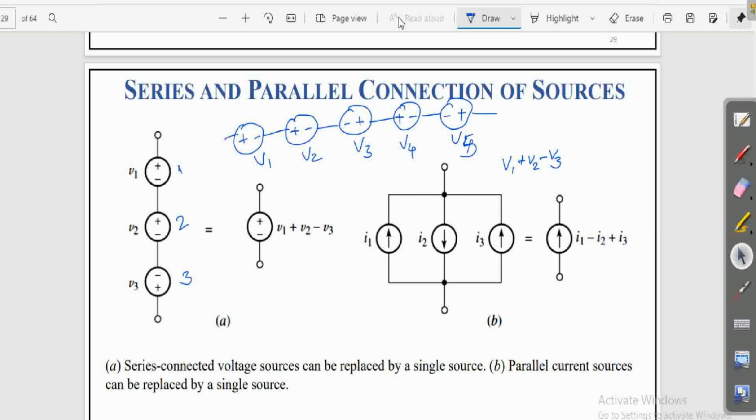Next, for V4, V1 is positive negative, V4 is positive negative. So it is the same, so write here V4. And for V5, it is negative positive, so write minus V5. So these five voltage sources are replaced with a single voltage source of V1 plus V2 minus V3 plus V4 minus V5. Like this we need to replace multiple voltage sources which are connected in series with a single voltage source by following their polarities.